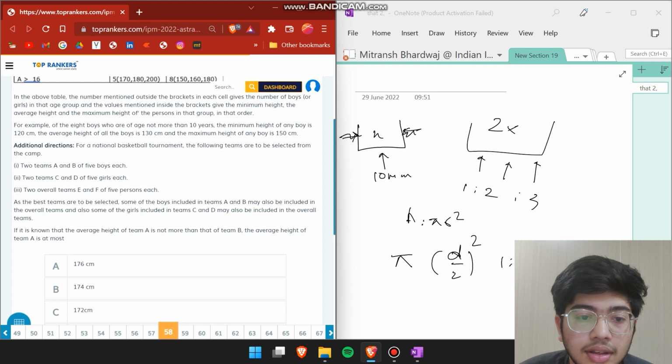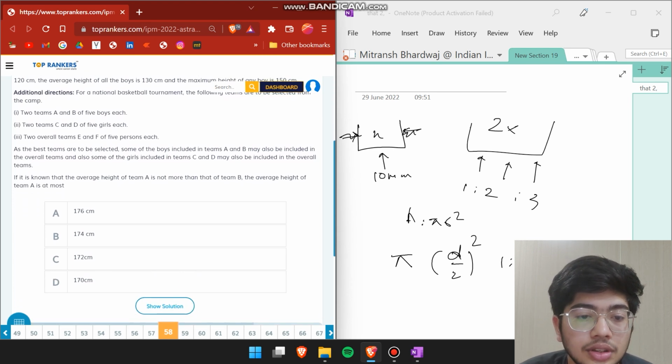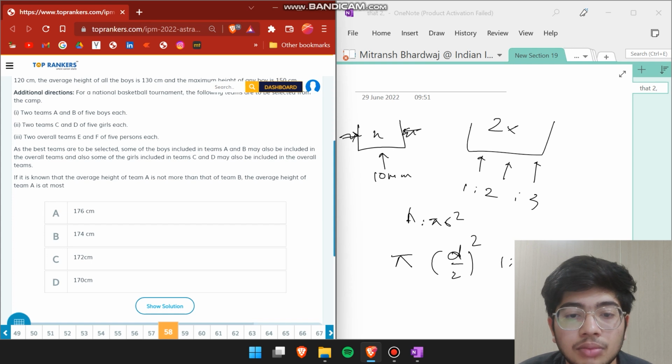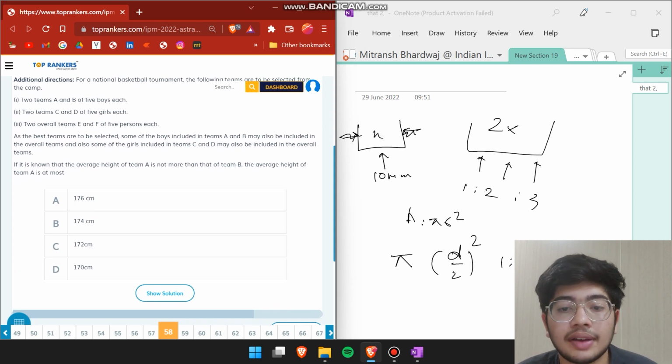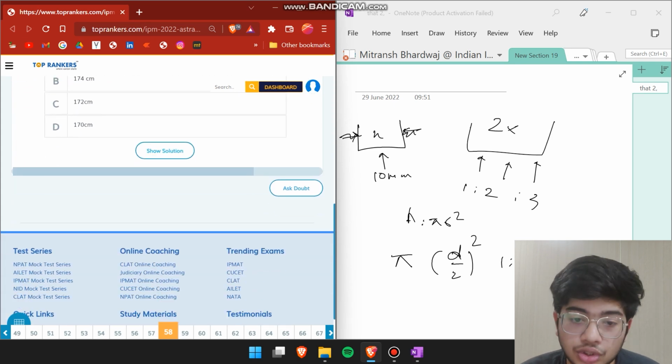Now they have given some more directions: 2 teams A and B of 5 boys each, 2 teams C and D of 5 girls each, overall E and F of 5 each. As the best teams are to be selected, some boys included in team A may also be included in the overall team. This creates a whole scenario. If it is known that the average height of team A is not more than the average height of the team, then the average height of A is at most.